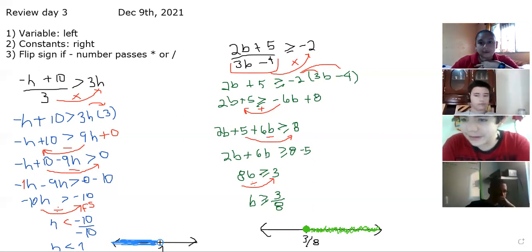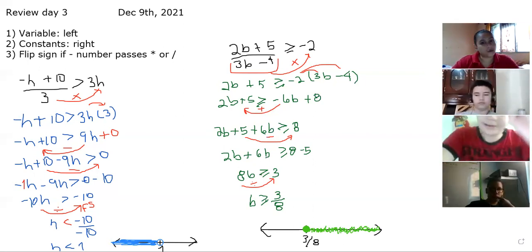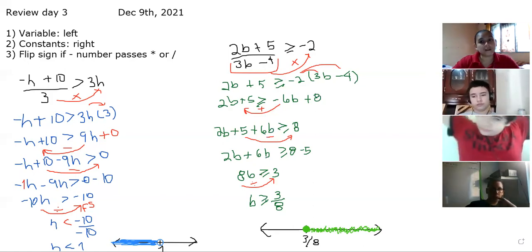But is there any question about the review? No? Okay then, clear as water. Awesome. So basically this is it. This is the review for the very last day of the second partial.